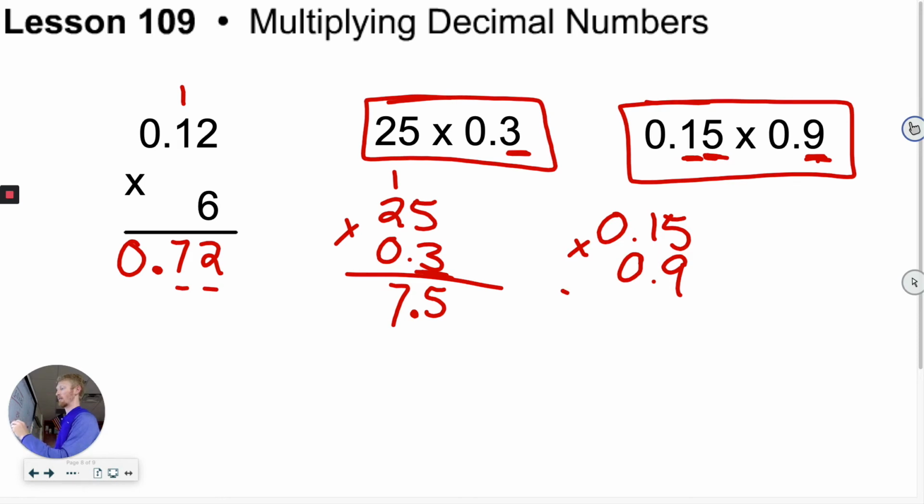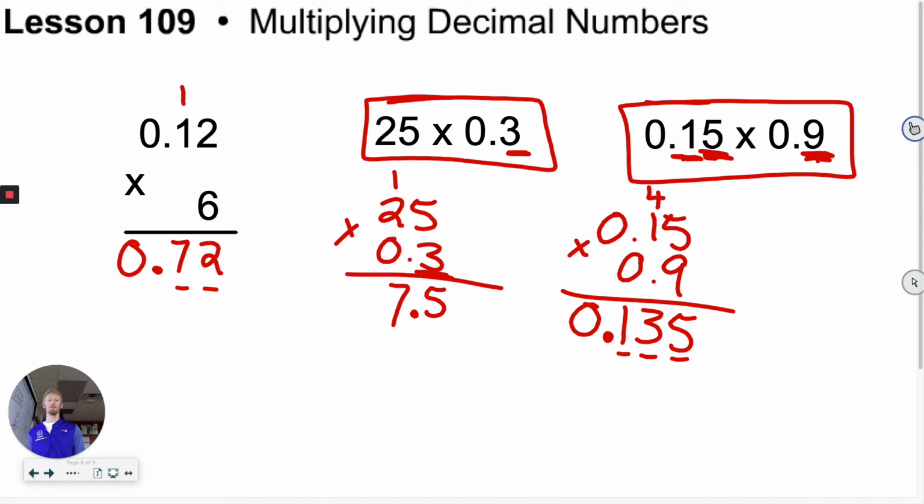0.9. Okay. So 9 times 5 gives me 45. 9 times 1 gives me 9, plus 4 gives me 13. All right, now my answer needs 1, 2, 3 decimal spots in my answer. So I'm going to place my decimal right here. That way I have 3 numbers in the decimal place.